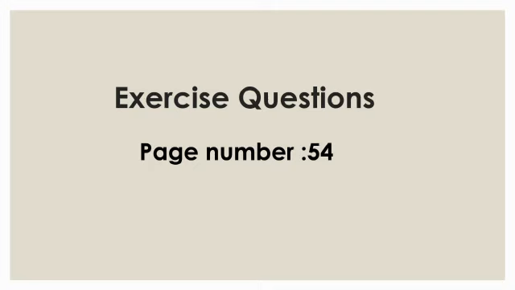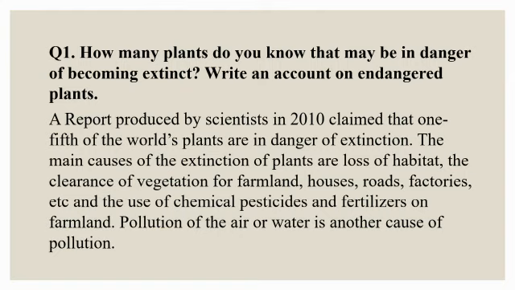The exercise questions are as follows. The first question is, how many plants do you know that may be in danger of becoming extinct? Write an account on endangered plants. So the answer is, a report produced by scientists in 2010 claimed that 1/5 of the world's plants are in danger of extinction. The main causes of extinction of plants are loss of habitat, the clearance of vegetation for farmland, houses, roads, factories, etc., and the use of chemical pesticides and fertilizers on farmland. Pollution of the air and water is another cause of endangering the plants.